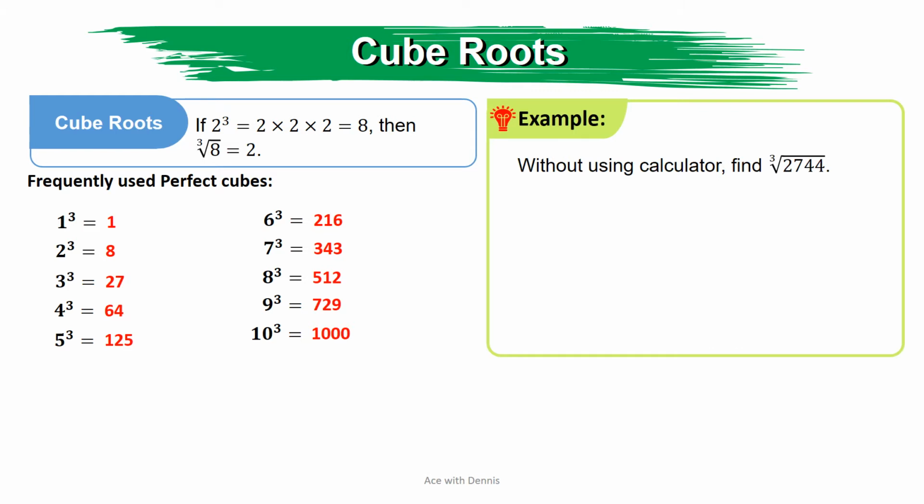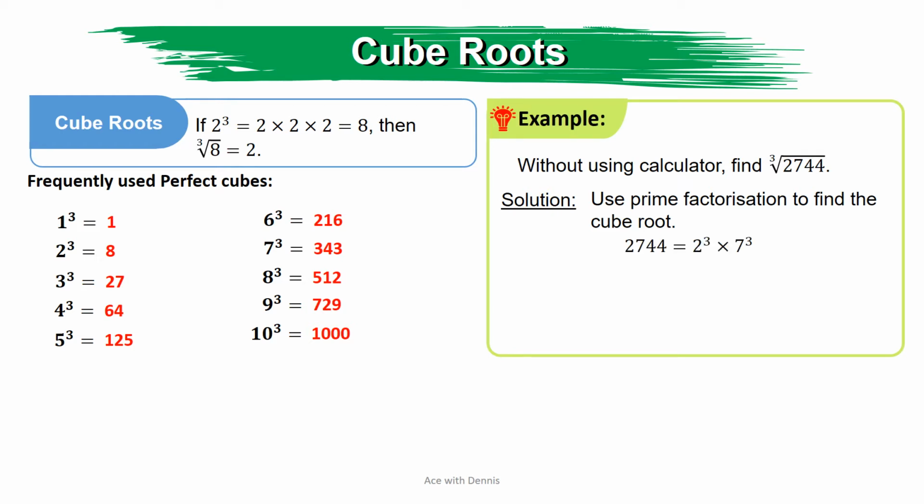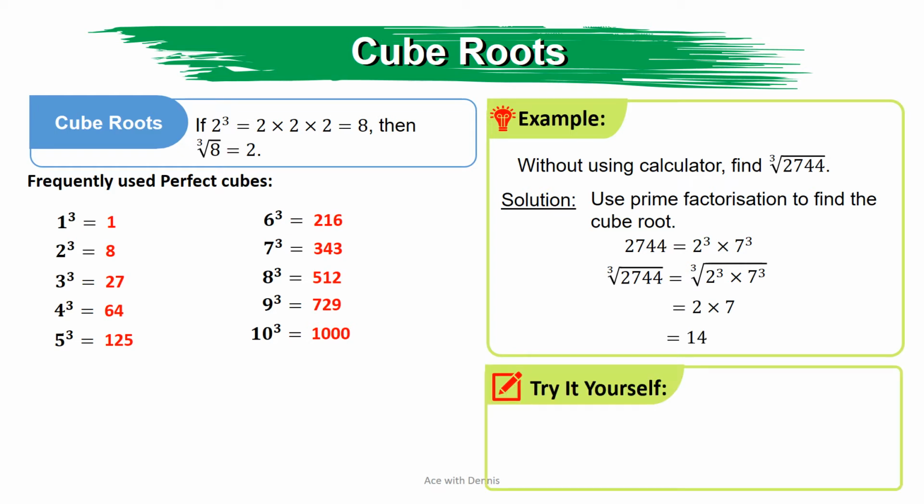Alright, now let's look at this example. Without using calculator, find cube root of 2744. So here's the solution. We need to use prime factorization to find the cube roots. So 2744 equals 2 cube times 7 cube. So cube root of 2744 equals cube root of 2 cube times 7 cube. And to remove the cube root, we just need to divide the power by 3. We get 2 times 7, which gives us 14.